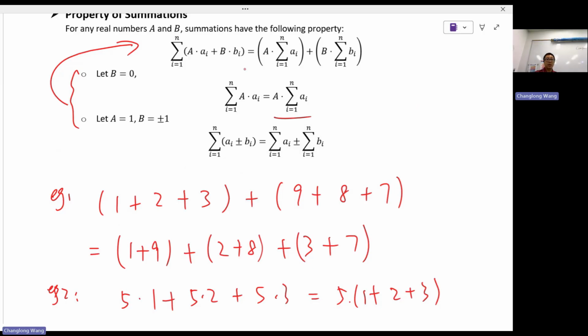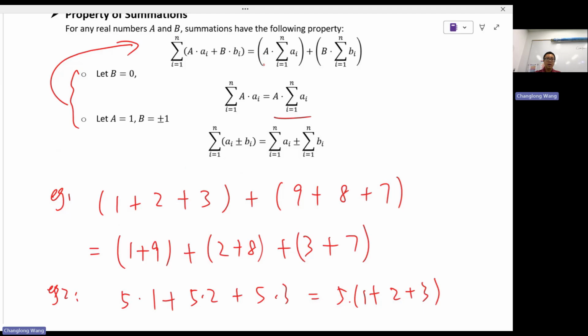That means you can take any sum, break it up into individual sums. And also you may have a common factor multiplying a generic term. You can take that out of the summation, get the summation done on those simple generic terms, and do the sum, then multiply the common factor later.